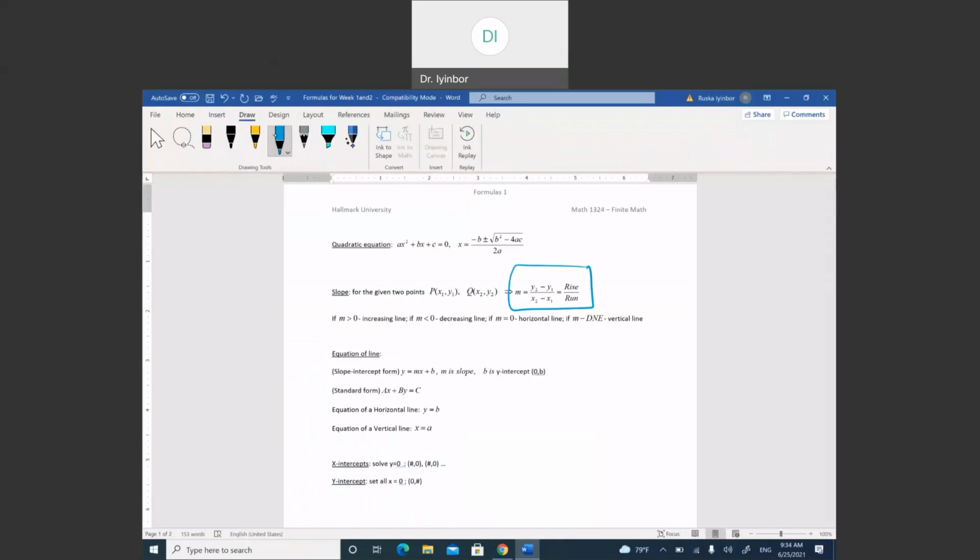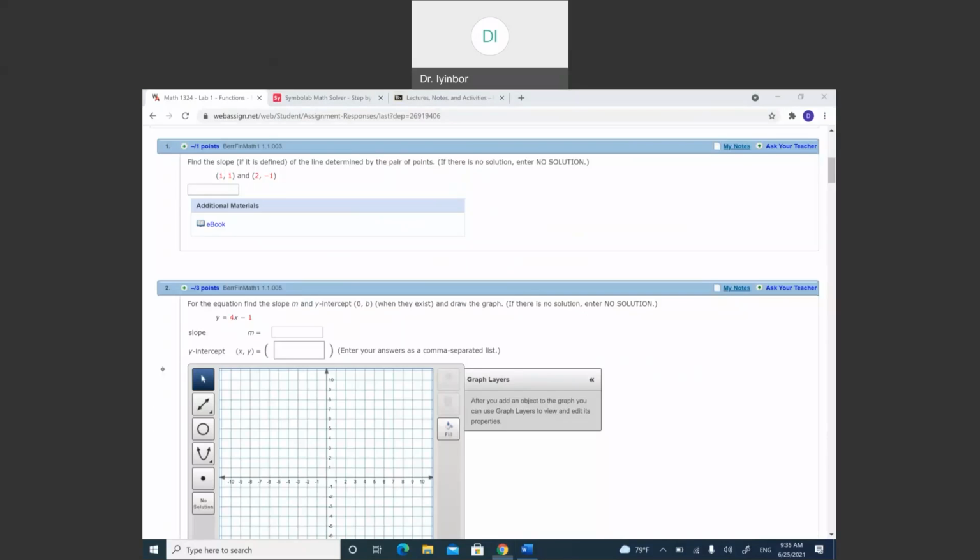It says slope, given 2 points. The point P has coordinates x1, y1. The point Q has coordinates x2, y2. Then you're going to plug the numbers into this fraction, and then you're going to simplify, and that's the slope. So we're going to go back to this assignment, and we're going to work it out.